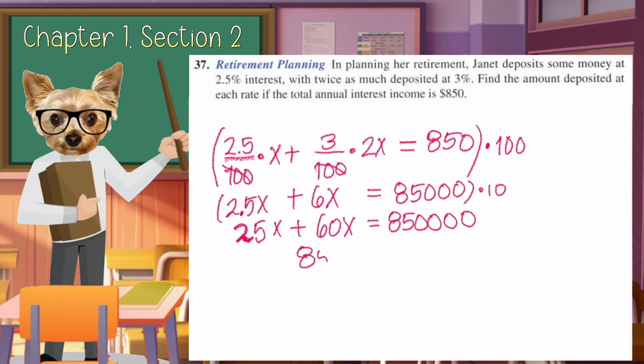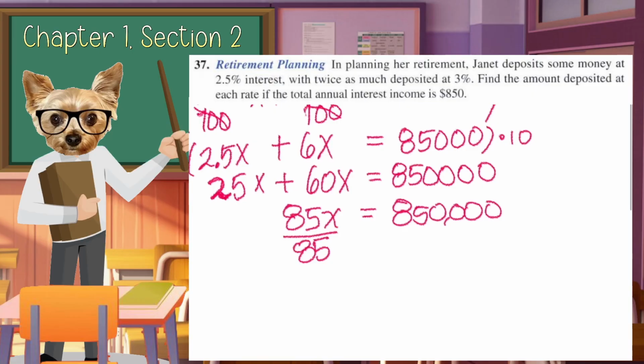All right, so now I have 85x equals 850,000. I'm going to divide both sides by 85. Look how nice. Boom, boom, boom, boom. So x equals 10,000.